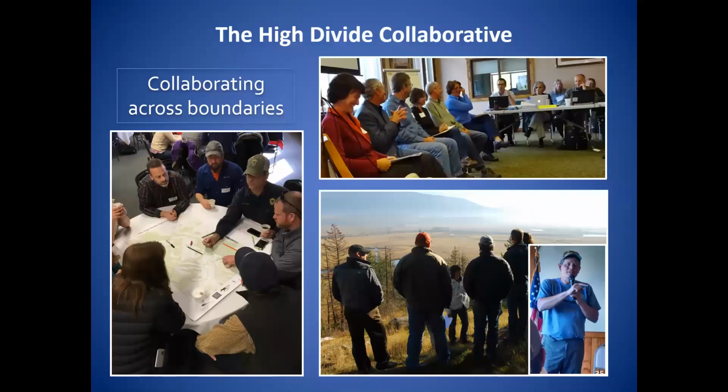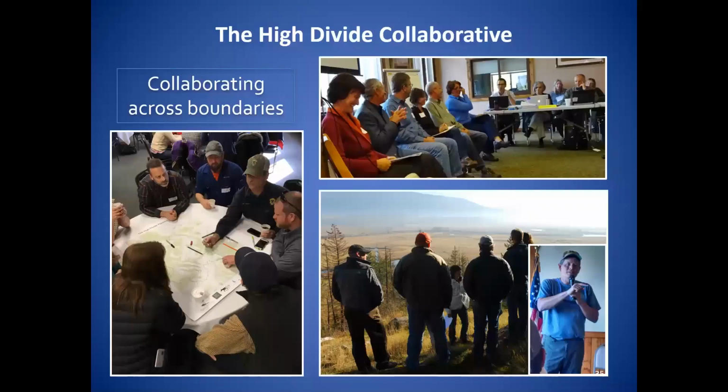The inset at the bottom right of this is Senator Steve Daines. When he was first elected back in 2014, he was a pretty vocal opponent of some of the big conservation tools like the Land and Water Conservation Fund. But he's listened to a lot of his constituents, like those in the High Divide Collaborative and elsewhere in Montana, and has become a champion of LWCF. So it has an impact.